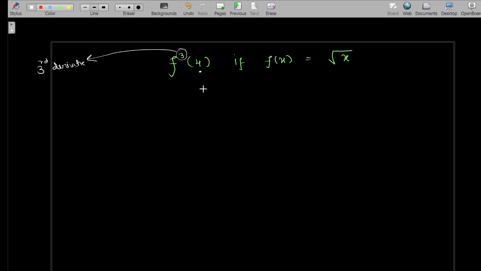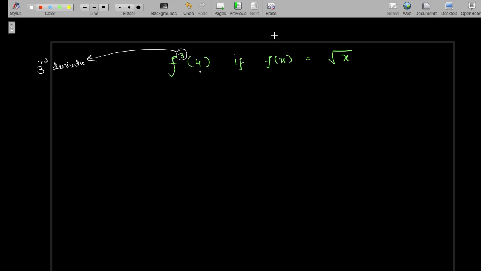Okay, so Anika, now let's see. Can you find out f triple prime of 4 if f of x is equal to square root of x? Now this means what, Anika? This is raised to 3. This means that we have to find out the third derivative of this function, and then whatever will be the third derivative, we will plug in x is equal to 4. Okay.